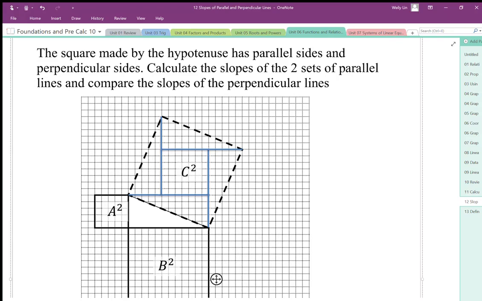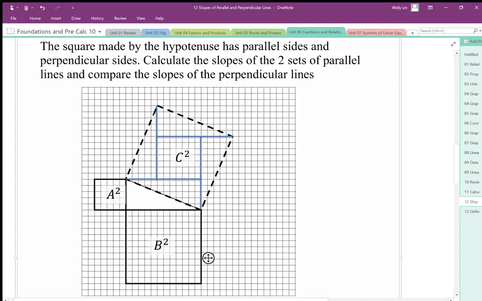When we look at Pythagoras' theorem, we know that a squared plus b squared equals c squared, and it's formed with a right triangle. And when we draw the hypotenuse square here, the two sides have parallel sides, and these two sides are perpendicular to the original side. So we have 90-degree angles that are formed to make this square.